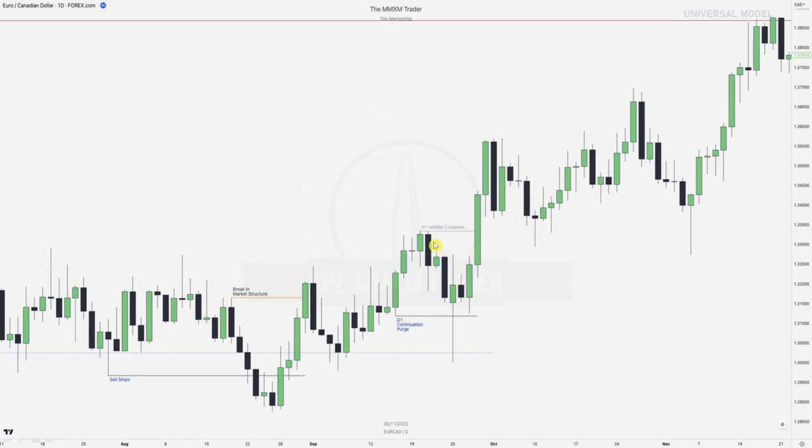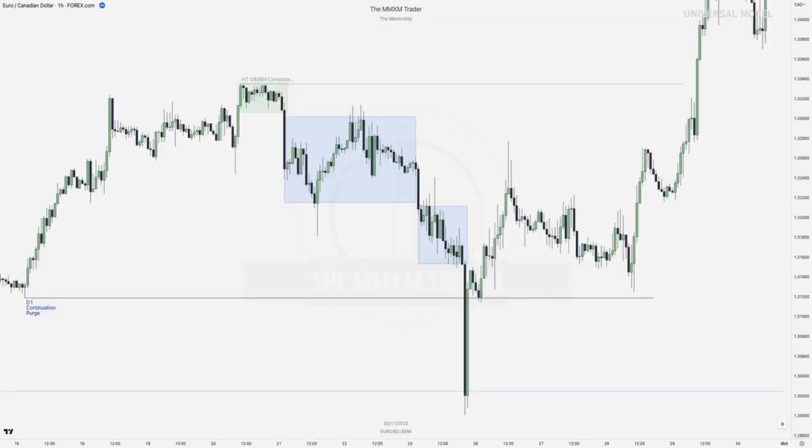This is our intermediate term perspective, right? So in this area over here lie our opportunities once we go to our short term perspective, and our short term perspective on this occasion is the 1 hour time frame. So over here we've got the Euro Canadian dollar 1 hour chart, right? We're going to go over what we see over here.